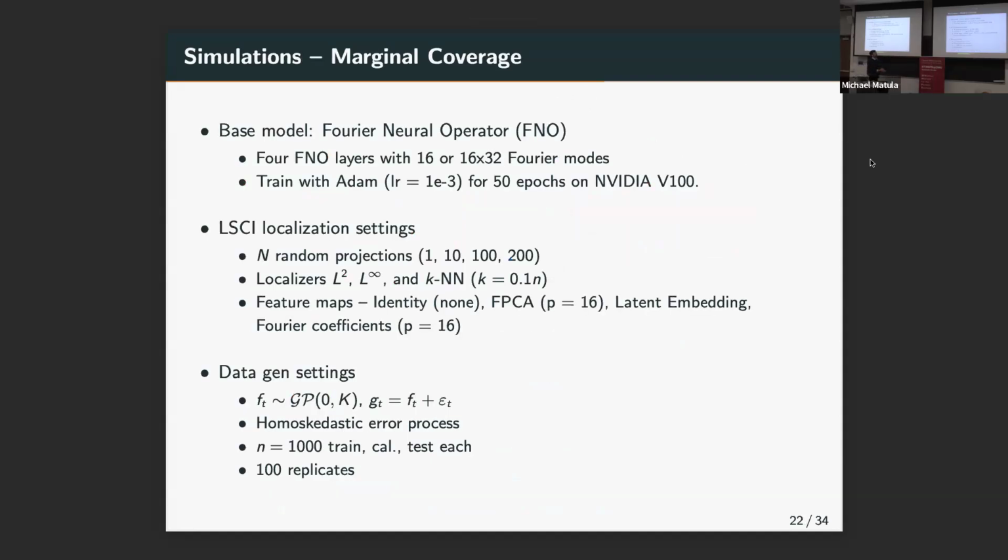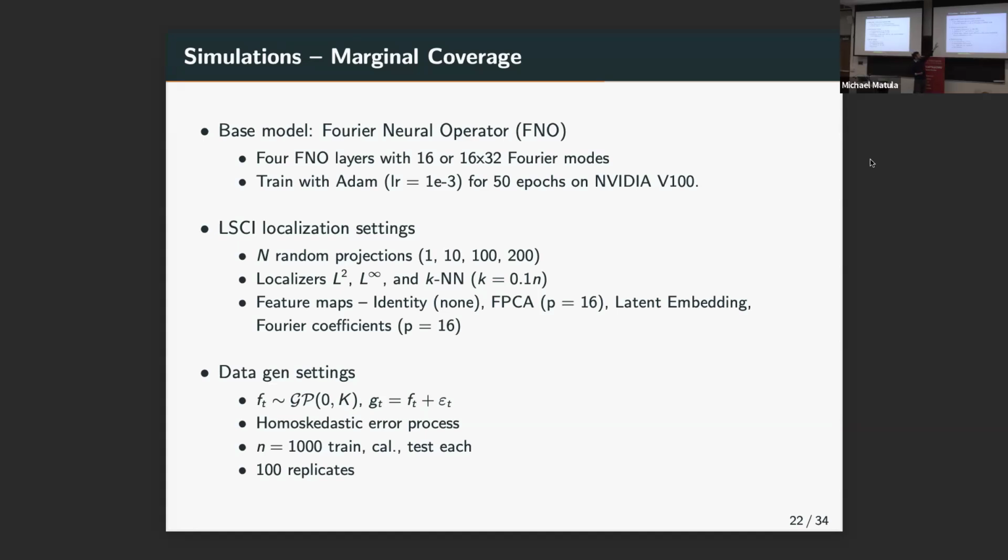All right, so in the last part here, I just want to talk a little bit about our numerical studies to try and verify that our method works. As our base model, we're going to use a Fourier neural operator. It doesn't matter too much. We looked at some other simulations with other types of operator models, and the results don't really meaningfully change. We're going to first look at the marginal coverage of our approach under a range of localization settings.